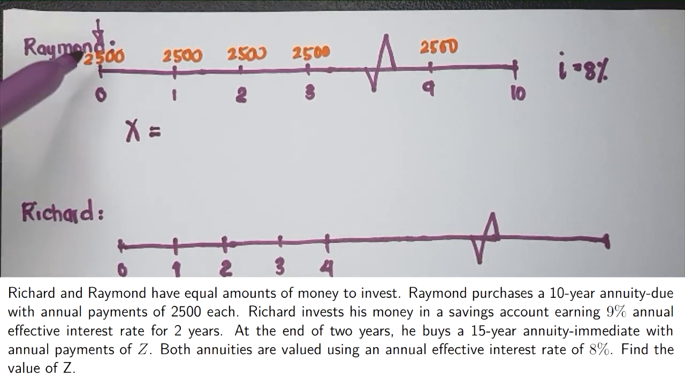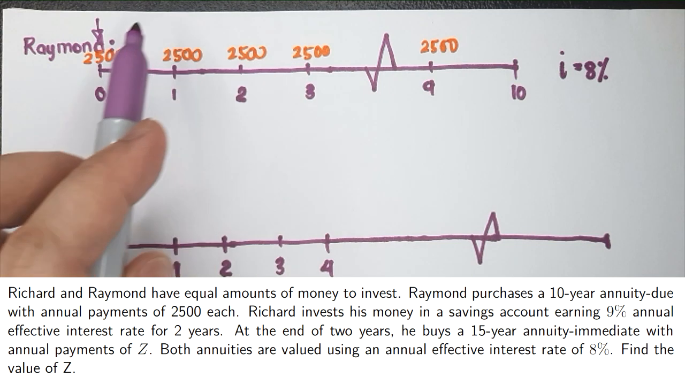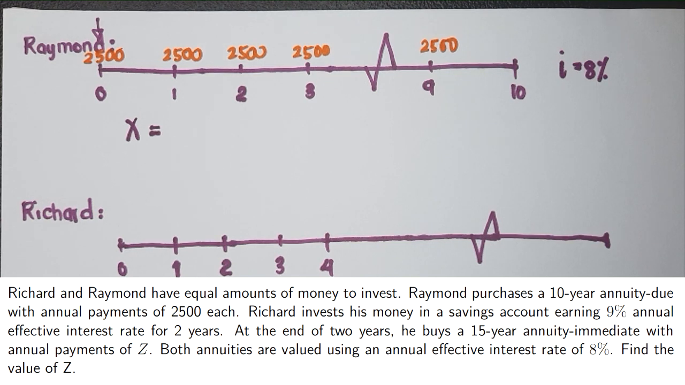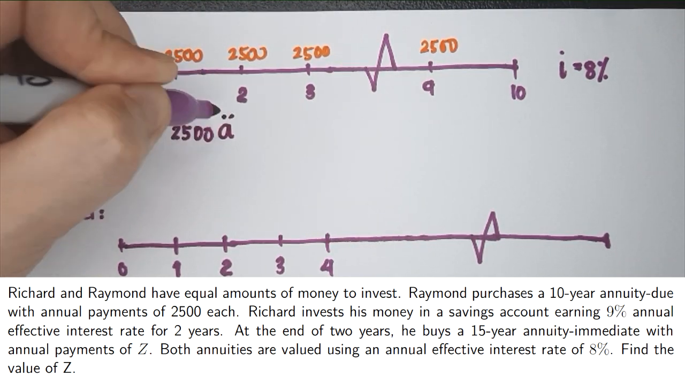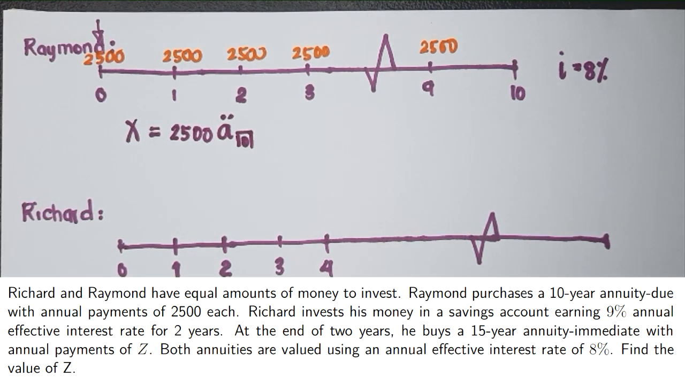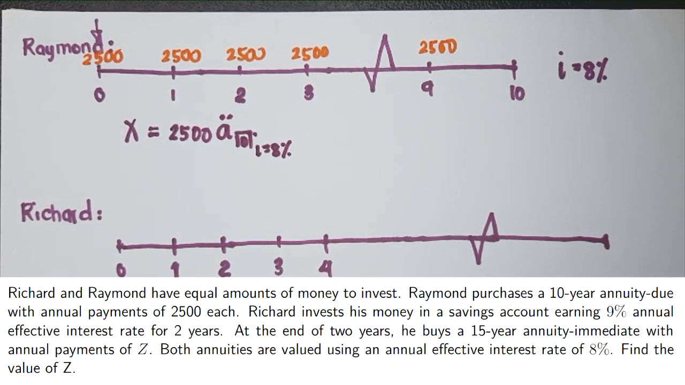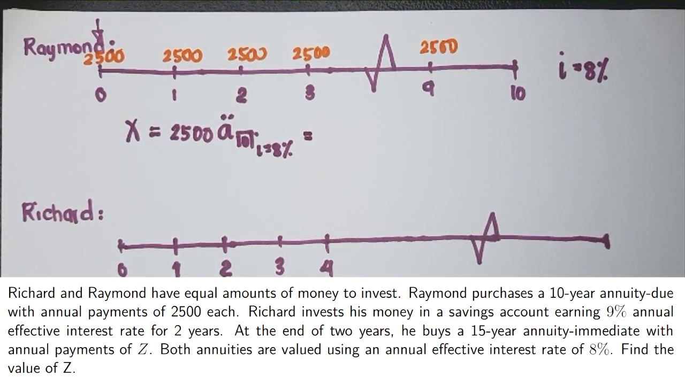Valued at time 0, these are the amounts coming in to him. You have to value all these amounts at time 0. And you know that this is an annuity. So we are just getting the present value of an annuity due. That's why the setup looks like this: a double dot angle 10, using I equals 8%. And then from this setup, you are going to get the value of X. So this is how you evaluate this. I'll leave the calculator part to you. So it goes like this.